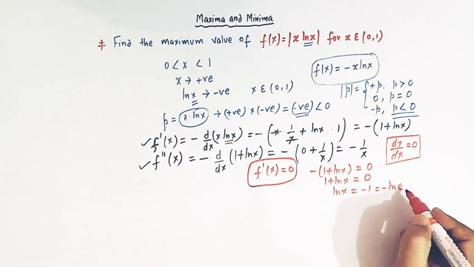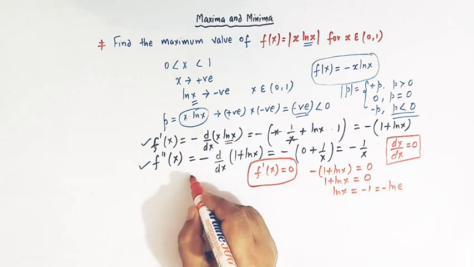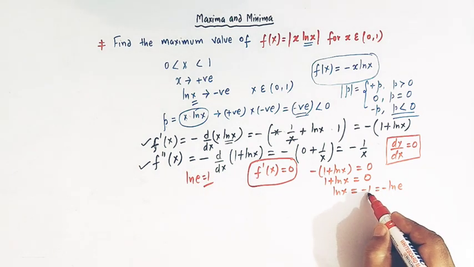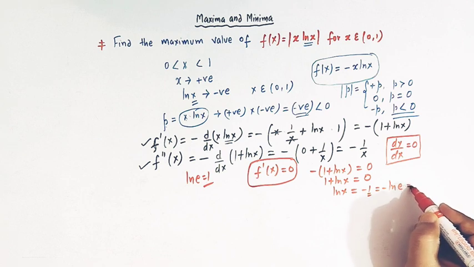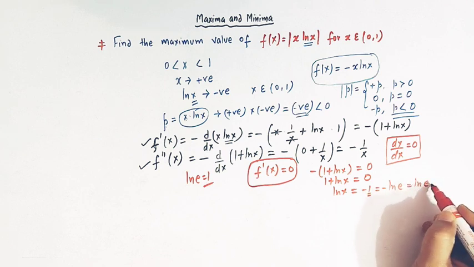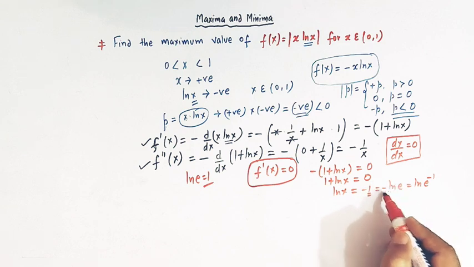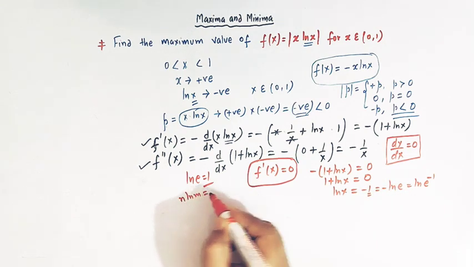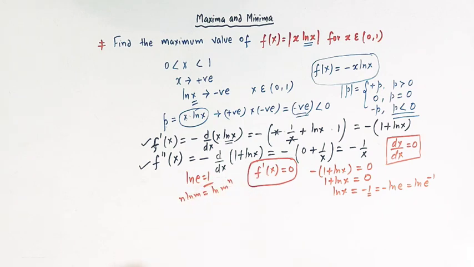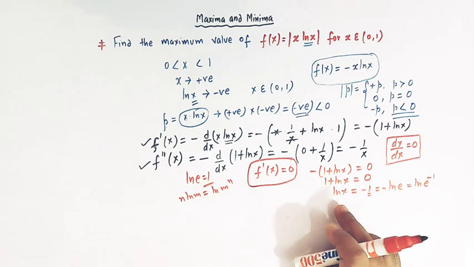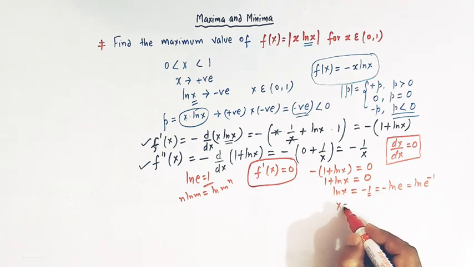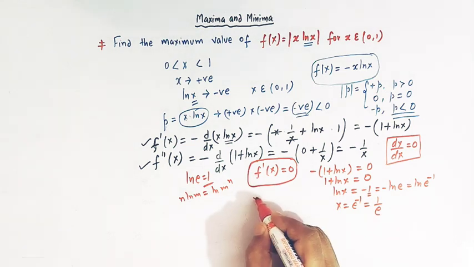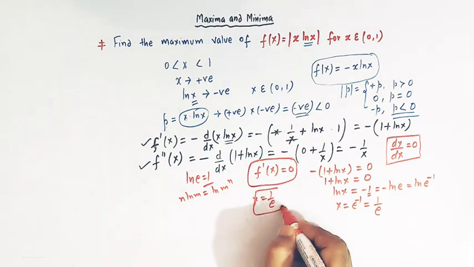Here e is the exponential number, and we know that the natural log of e is 1. So 1 is replaced by log of e. We can now write log of e raised to minus 1 by using the properties of log, because n log m is the log of m raised to n. Now taking the antilog, we have x equal to e raised to minus 1, that is 1 over e. So the critical point is 1 over e.